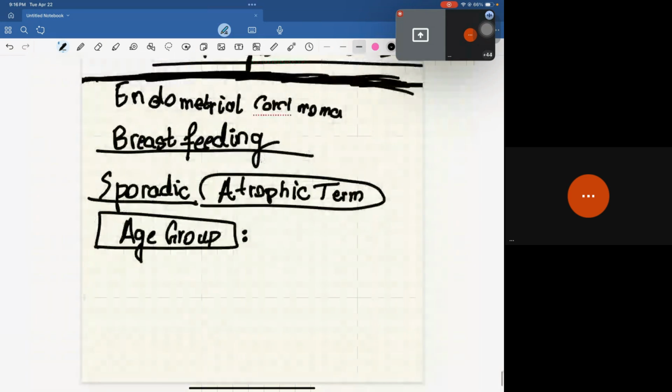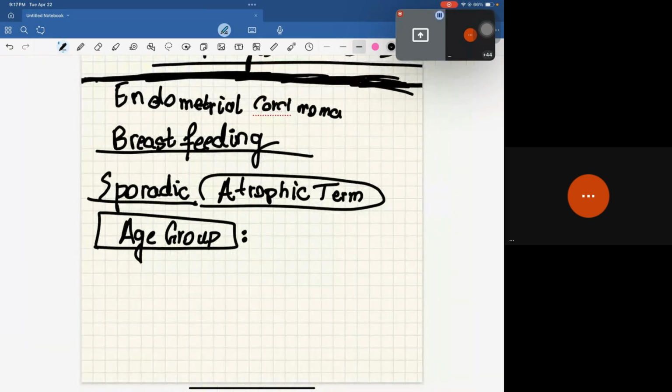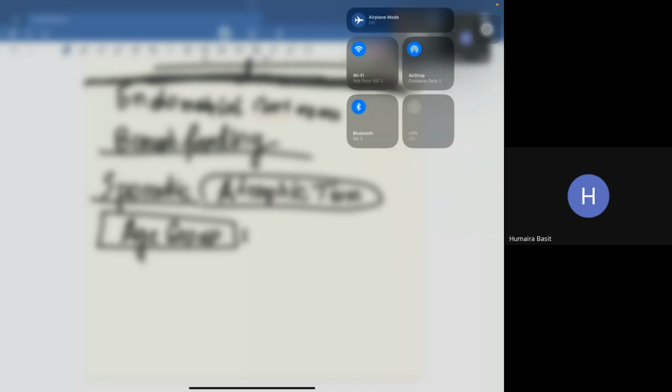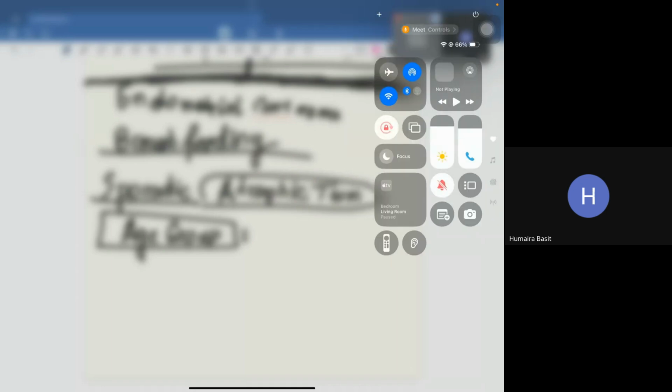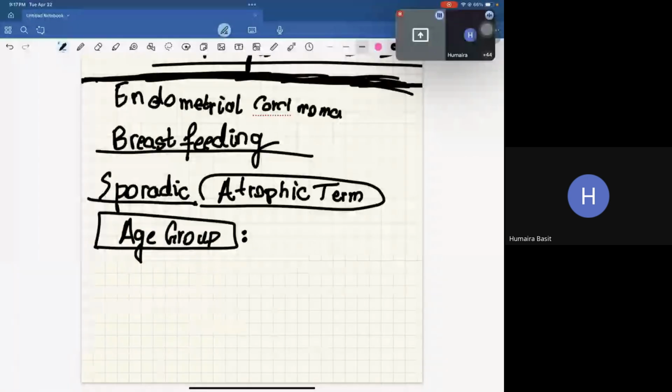The voice is breaking, yeah. Okay. So I told you that there are two types of endometrial cancer. One is the atrophic type and the other is the endometrioid type.